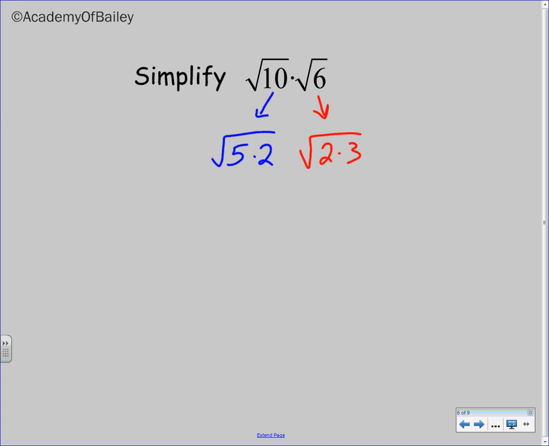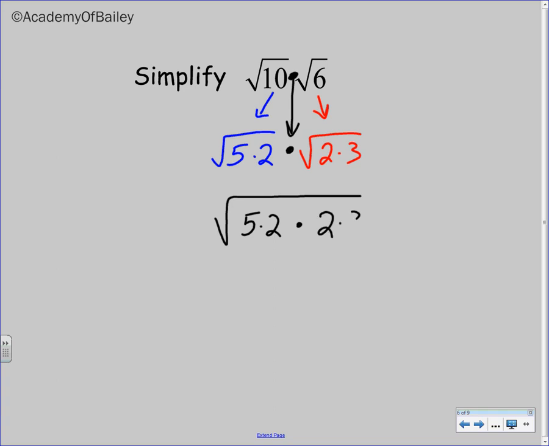Now, remember, if we have a square root times a square root, we could just combine them, and it's only multiplication here, because you see the multiplication. Now, if it was addition, it'd have to be something different, but this only works for multiplication in between the two square roots. So, square root of 10, that's 5 times 2.